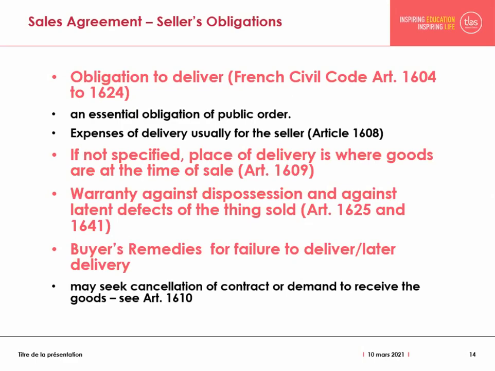Okay, this is just something you remember. Expenses of delivery are usually for the seller. The obligation to deliver is one of the essential obligations of the seller. If you don't specify the place of delivery, it's at the place where the goods are at the time of sale. Often we use Incoterms, trade terms, to indicate where the sale will take place. And the seller's second major obligation is to warrant the goods against dispossession and against hidden or latent defects. Also, the buyer will have remedies for failure to deliver or late delivery if there's no force majeure. And this may allow them to seek cancellation of the contract.